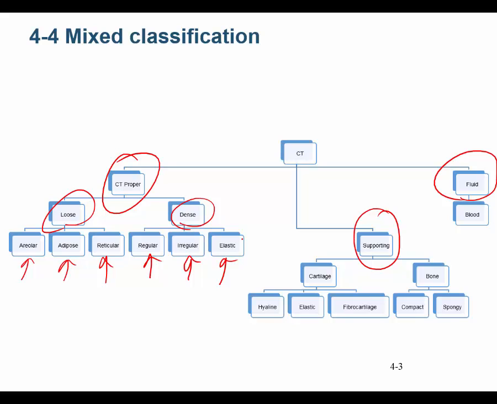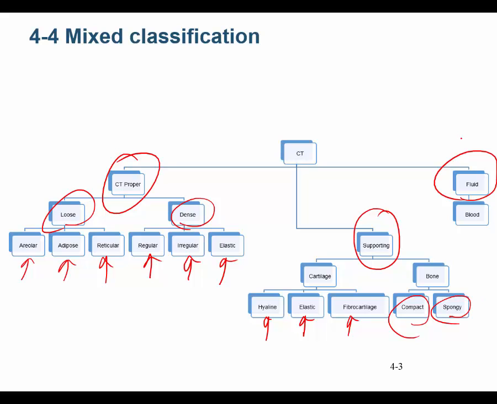Now we're going to look at each one of these separately, but I want to show you the classification scheme first. Supporting connective tissue has two different types, cartilage and bone. But there's three types of cartilage. There's hyaline cartilage, probably the most abundant, elastic cartilage like your ear, and fibrocartilage, your intervertebral discs and pubic symphysis. Two types of bone: compact bone, which has those osteons that you heard her talk about, and spongy bone or cancellous bone, which makes the bone lighter because it's not as, quote, compact.